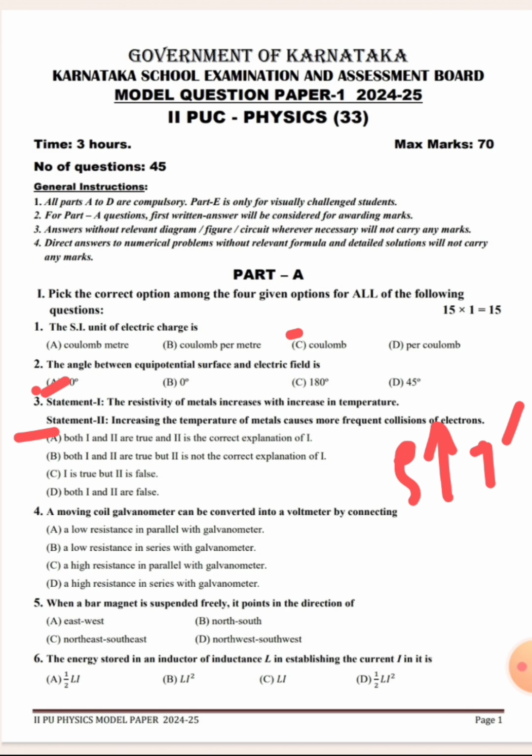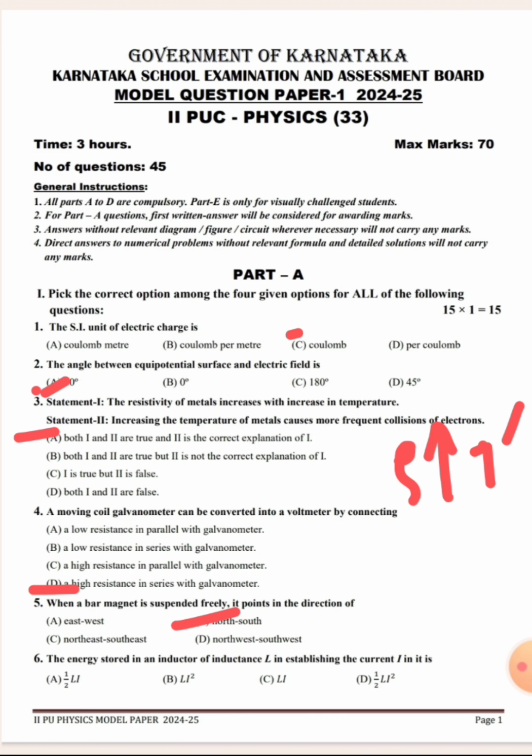The fourth question is: a moving coil galvanometer can be converted into voltmeter by connecting. In order to convert galvanometer into voltmeter, high resistance should be connected in series. That is option D. When a bar magnet is suspended freely, it points in the direction of north-south, since it is free to move.